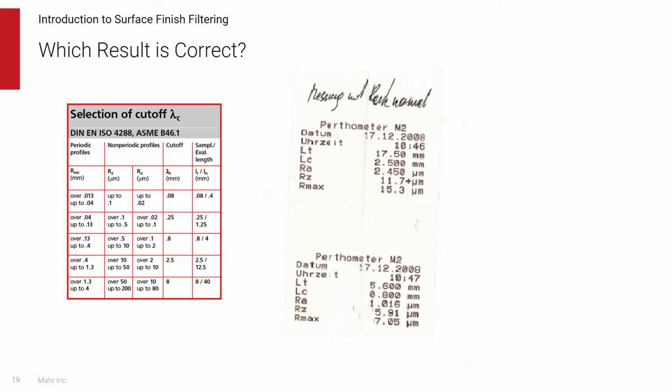But recall the last step for determining the cutoff for a non-periodic profile. The profile must be measured and evaluated with the next lowest cutoff. If the next lowest cutoff is in agreement with the results, then this is the cutoff that should be used. Therefore, the lower result set is the correct result set.